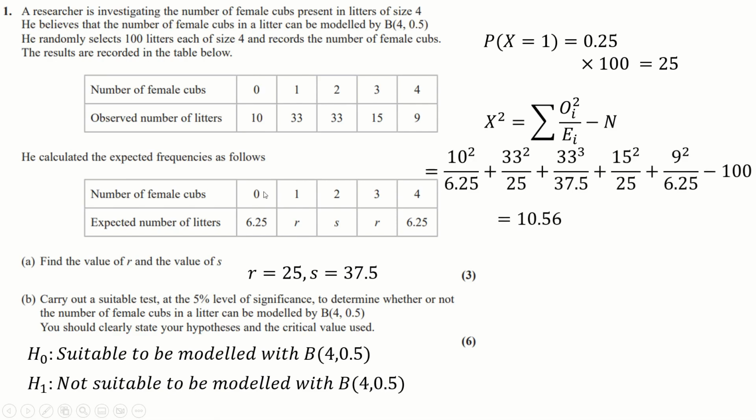Now, our degrees of freedom, we have 1, 2, 3, 4, 5 columns. All the expected values are bigger than 5, so we don't have to get rid of any of them. So there's 5 columns. The only restriction is that they need to add up to 100. So we've got 4 degrees of freedom here.